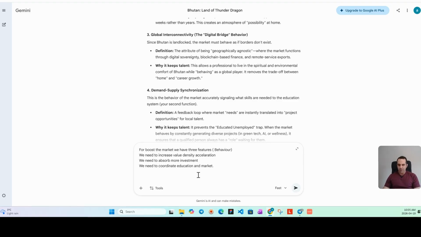We can cheat, and then we can ask just for some strategy or basic solutions to provide these behaviors. So for boosting the market, we have three features. We need to increase value density acceleration. We need to absorb more investment. We need to coordinate education and market.